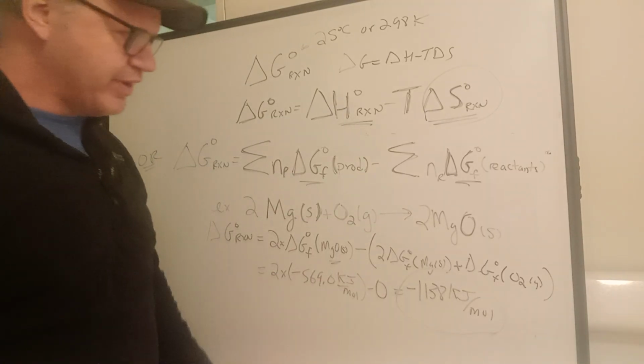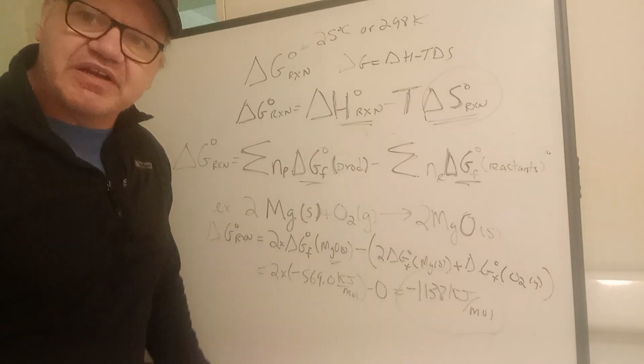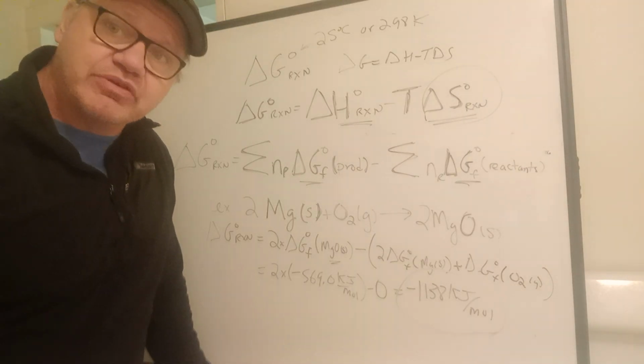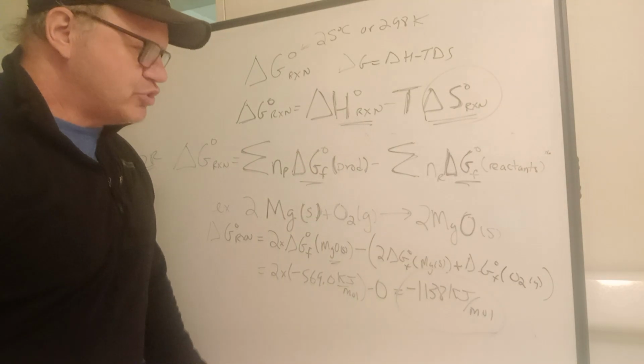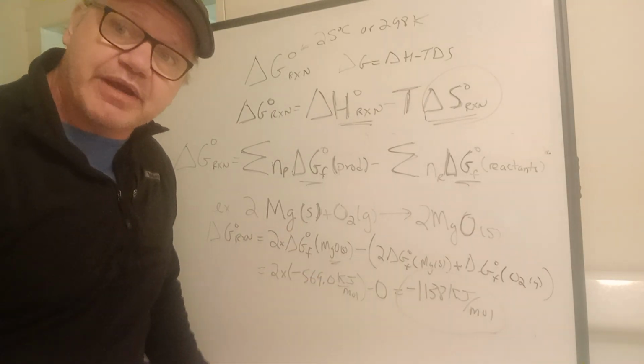Don't freak out and say it's different. It might be 1 or 2% different because these are tabulated values. But you should come out with very similar values, within a couple percent.